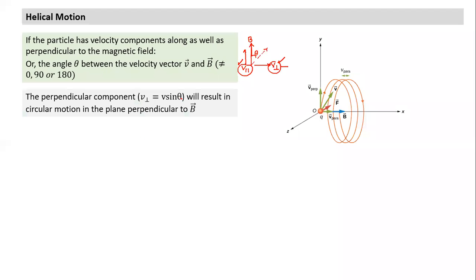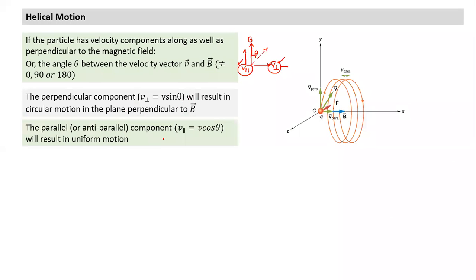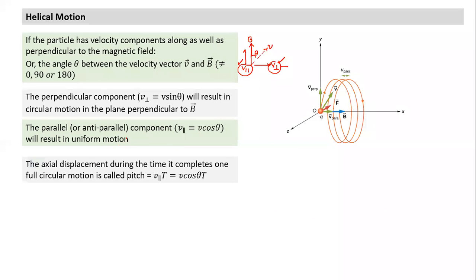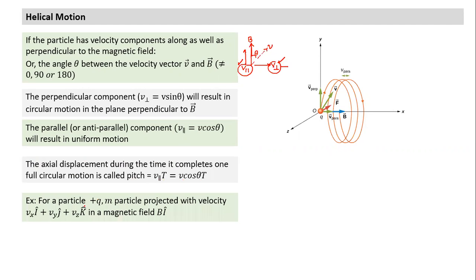So the perpendicular component will result in circular motion in the plane perpendicular to B. The parallel or anti-parallel component, which is V cos theta, theta being the angle between velocity and magnetic field, leads to the pitch. So the axial displacement during the time it completes one full circular motion is called pitch, which is V parallel into T, V cos theta T.